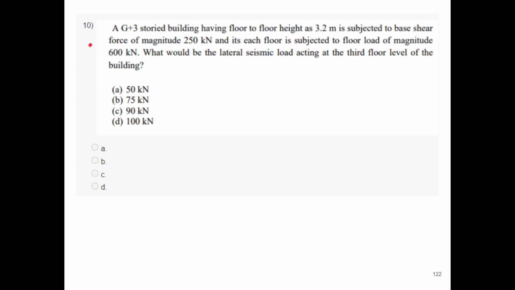Last question, 10. A G plus 3 storied building having floor to floor height as 3.2 meter is subjected to base shear force of magnitude 250 kilonewton, and its floor is subjected to floor load of magnitude 600 kilonewton. What would be the lateral seismic load acting at the third floor level of the building? A, 50 kilonewton, B, 75 kilonewton, C, 90 kilonewton, D, 100 kilonewton. Which is the correct option?